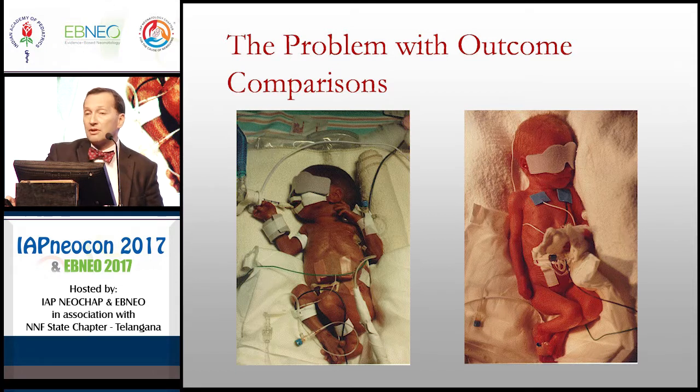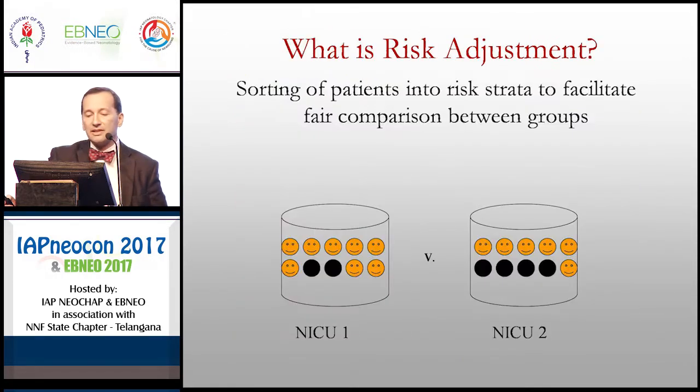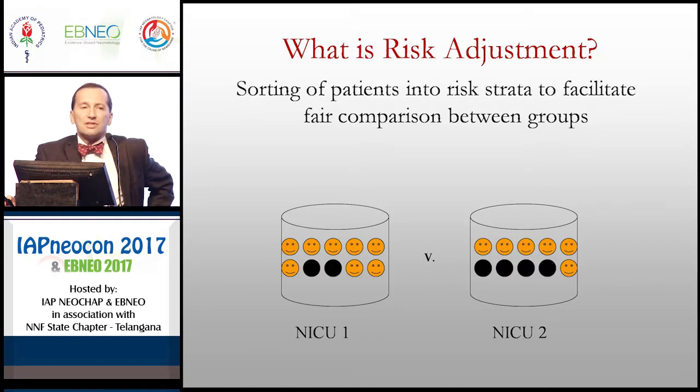These two infants are from a picture that was taken by one of my colleagues. They are twins. They have the same gestational age and a very similar birth weight, but as you can probably imagine, on the same day of life, one of these has a much higher risk of having all sorts of bad things happen to her than the other baby does. And so that's where this idea of risk adjustment comes in.